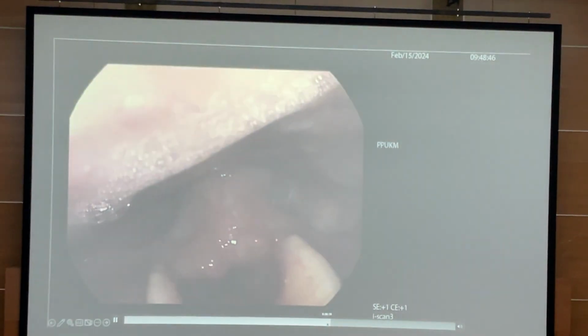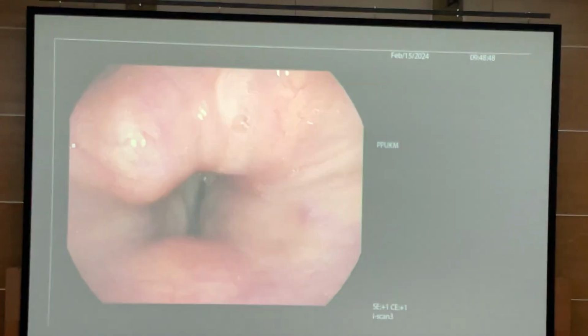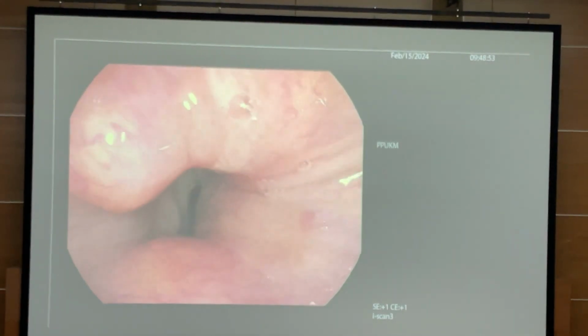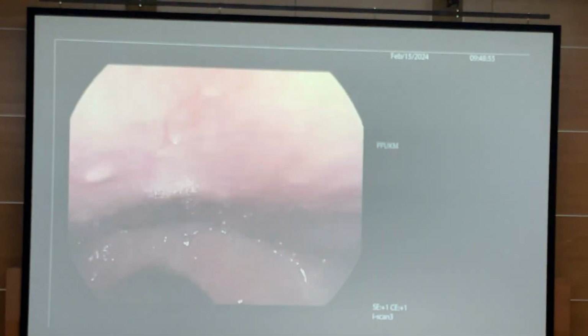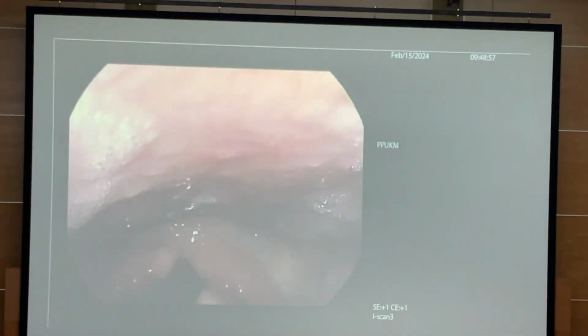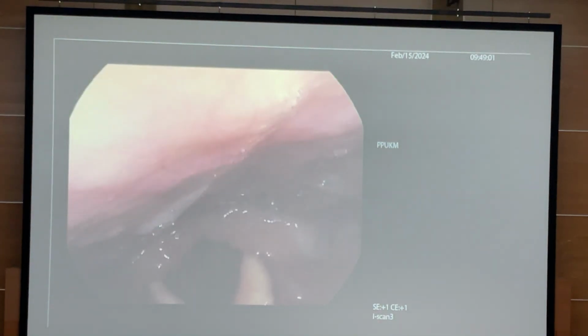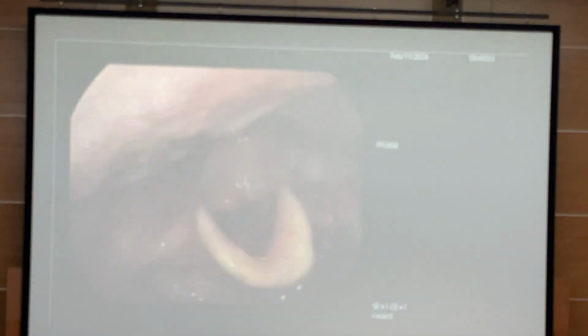And on stroboscopy, this is an asymmetrical mucosal wave, aperiodic. There's some part where you can see the vibration because of the forced vocal fold. And this is muscle tension dysphonia.